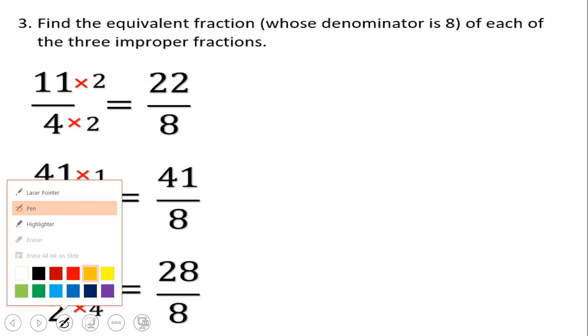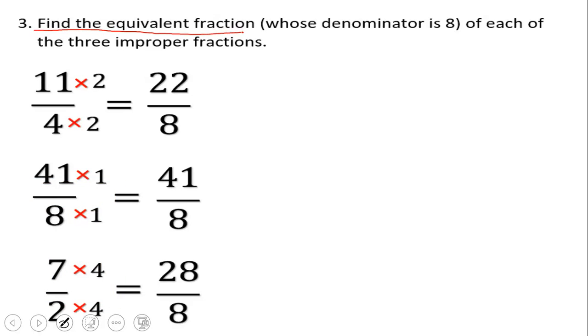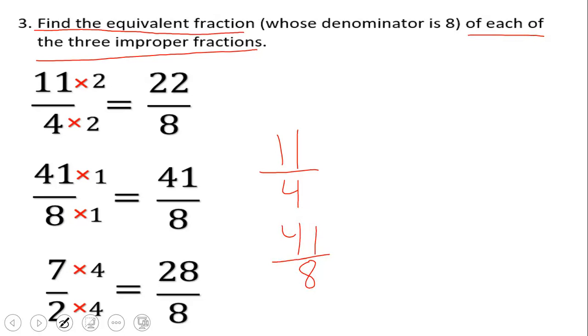The next step states, find the equivalent fraction of each of the three improper fractions. Notice that we found three improper fractions that correspond with the mixed numbers that we were given. The improper fractions that we found were 11 over 4, 41 over 8, and 7 over 2. What this instruction is saying is that we take 11 over 4 and find an equivalent fraction for it.